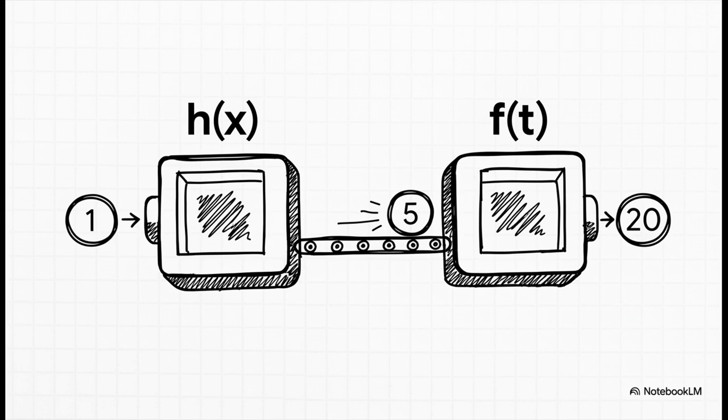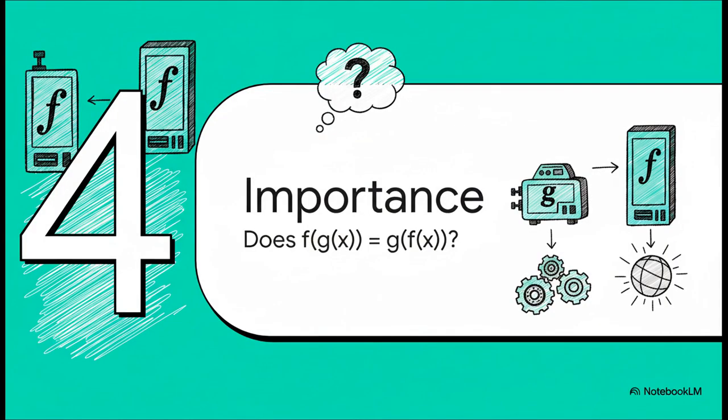We calculate h of 1 by plugging 1 into its formula. That gives us 5. Now we take that result, 5, and we plug it into the outer function, f. And f of 5 gives us our final answer, 20. Same logic every time. Okay, so this whole inside-out thing brings up a really important question.